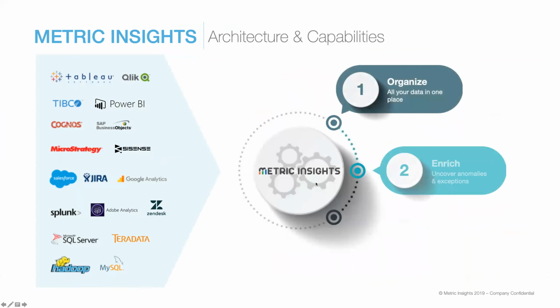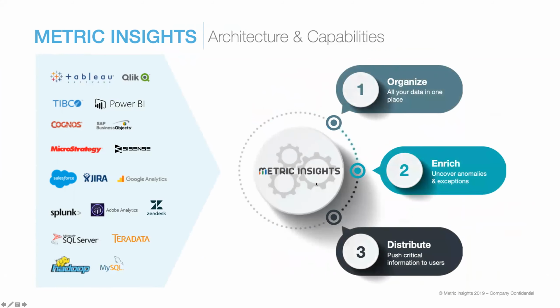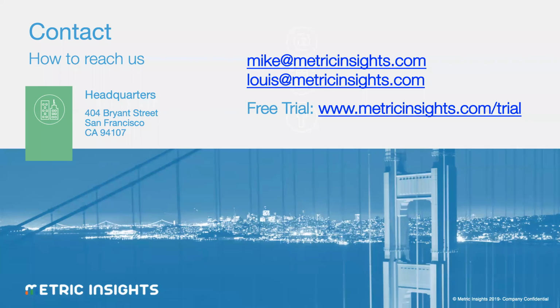Again, we went through the 3 areas of organization, enrichment, and distribution. What are we trying to do? We're trying to take all that content that's being produced in your organization and your BI tools today, and make it more meaningful, useful, and actionable for end users, so that they're focused on what's important each day. There are a couple of questions that have come in, so let's get to those.